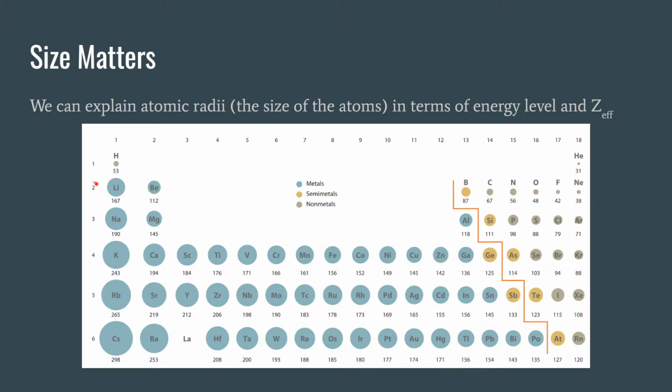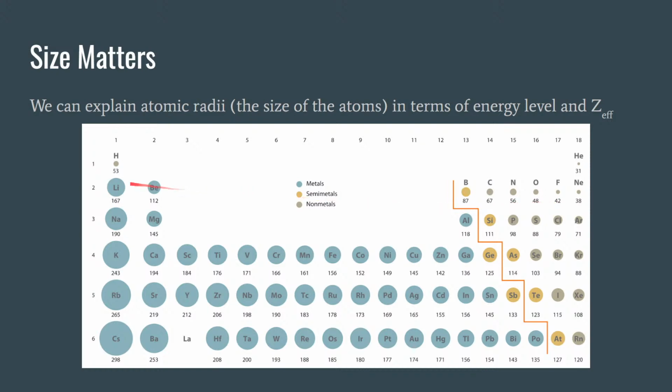So going from lithium to beryllium, the effective nuclear charge increases from 1 to 2, and the atom gets smaller. Lithium is 167 picometers, beryllium is only 112 picometers. And then you take another step over to boron, the effective nuclear charge goes up to 3, and boron goes down to 87 picometers. Carbon, 67, nitrogen, 56, oxygen, 48, fluorine, 42.